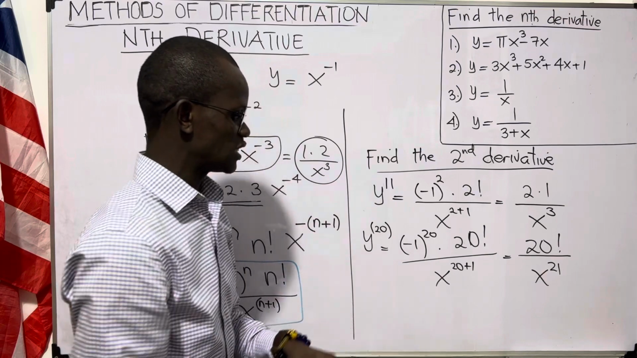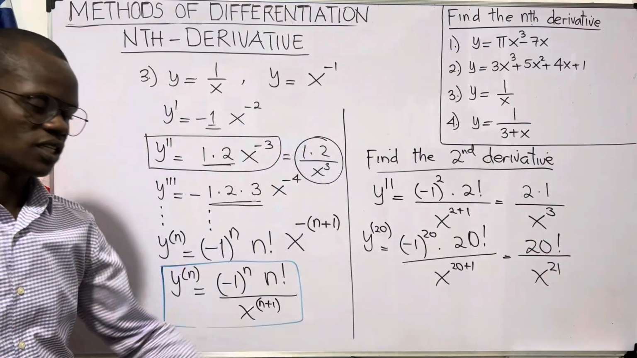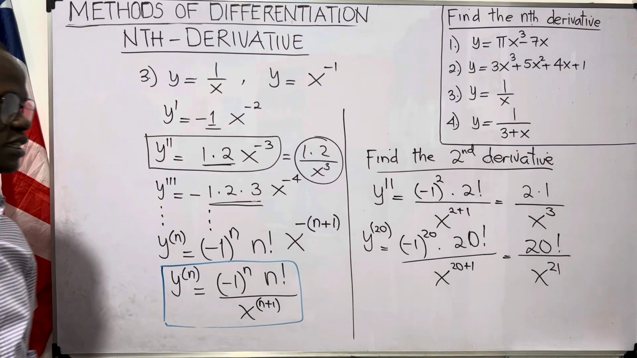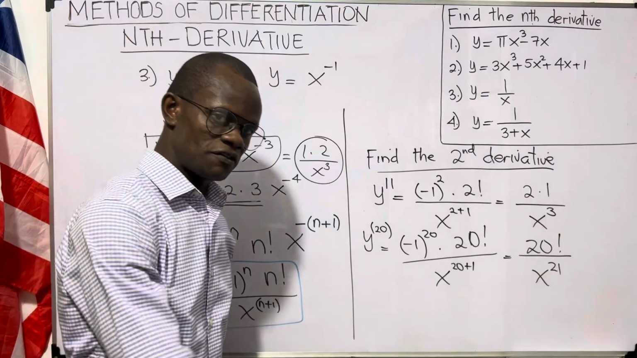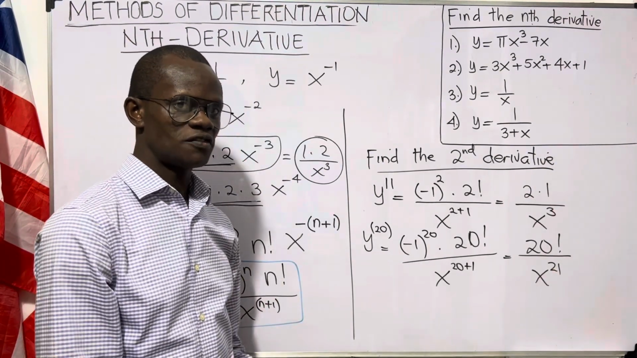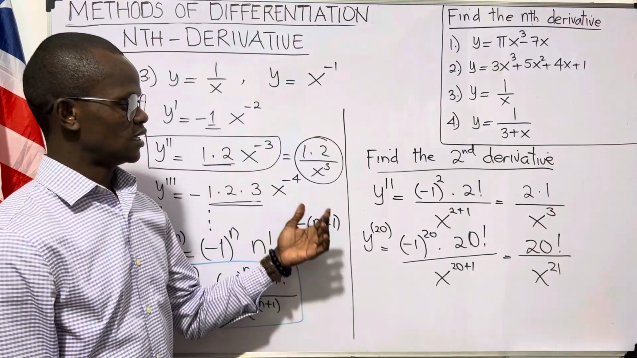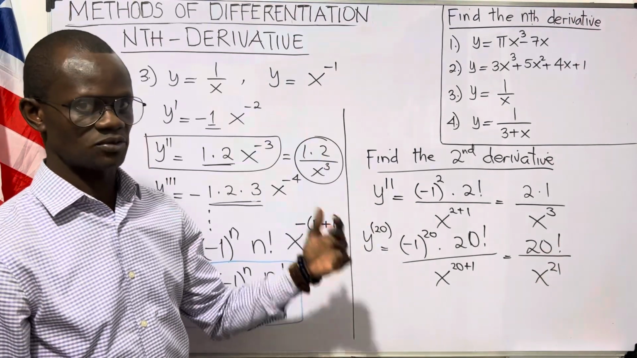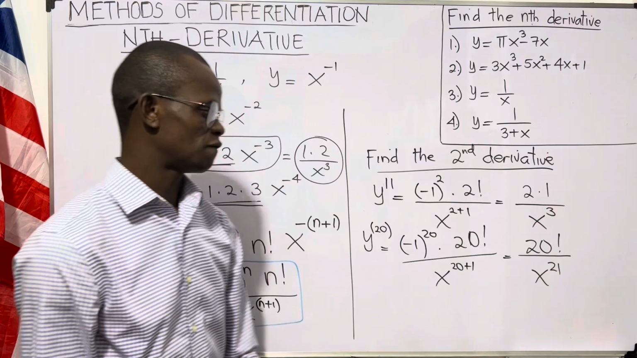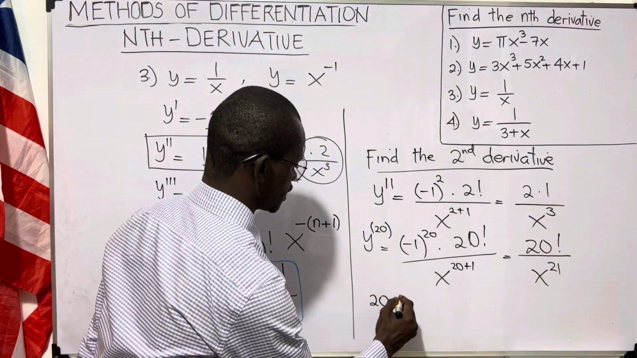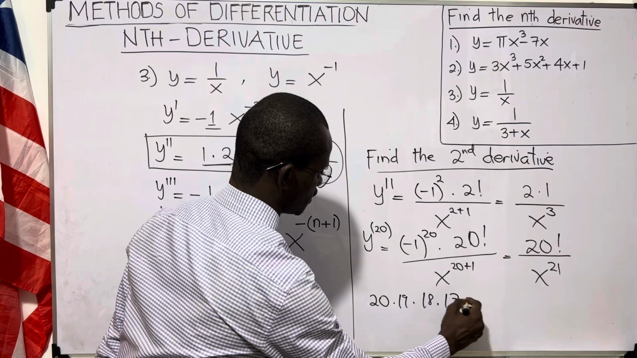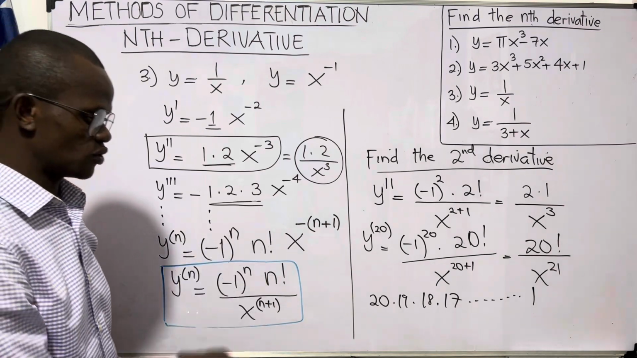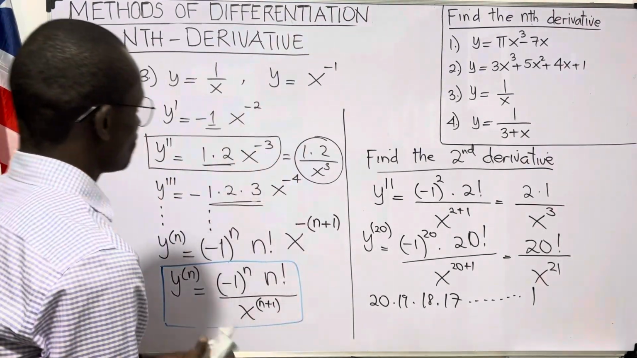So we can expand this 20 factorial by saying 20 times 19 times 18 times 17 times 16 times 15 times 14 times 13 times 12 times 11 times 10 times 9 times 8 times 7 times 6 times 5 times 4 times 3 times 2 times 1. So you can just do the multiplication for that. You just do the multiplication, and you get the value for 20 factorial. Okay, so let's look at the last problem.